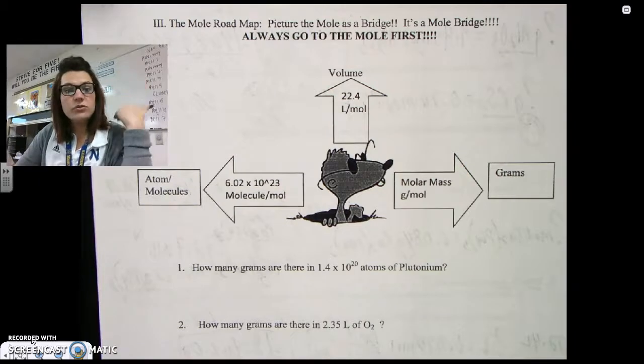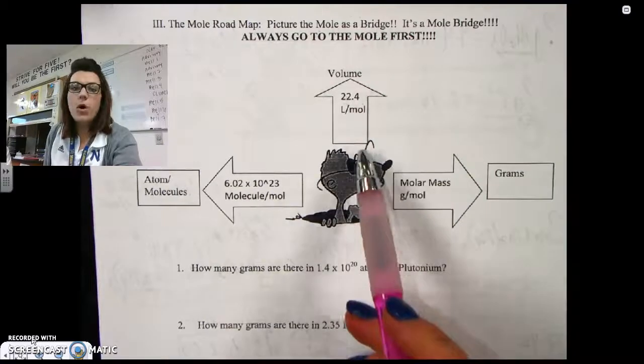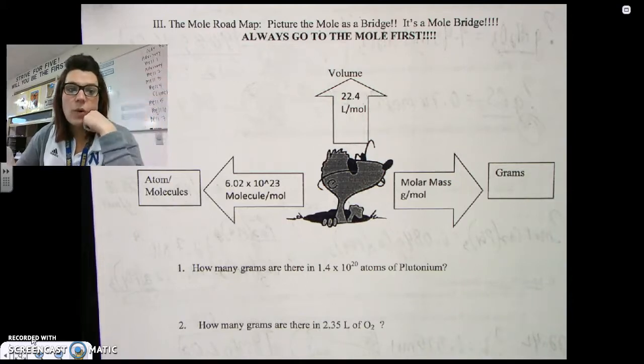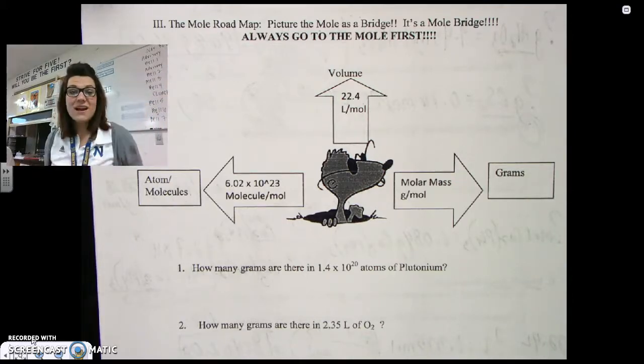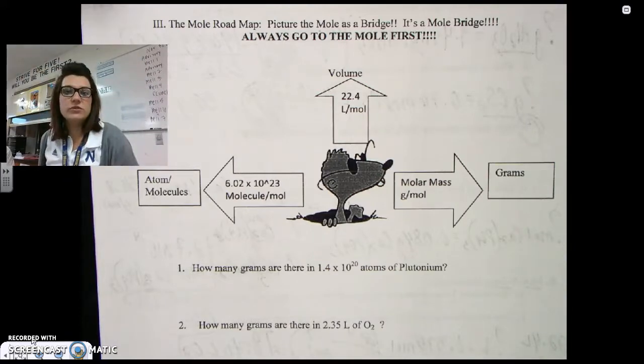We don't have a direct relationship between these things, but what we do have is our fellow mole that we can use to move from one unit to another based off what we're dealing with, okay? It's kind of like a mole roadmap, if you will. So picture the mole as kind of the bridge that you use to get from one thing to another. Call it a mole bridge, okay?